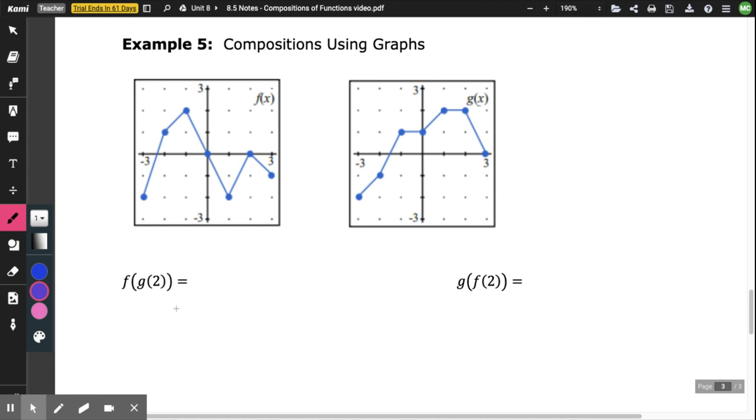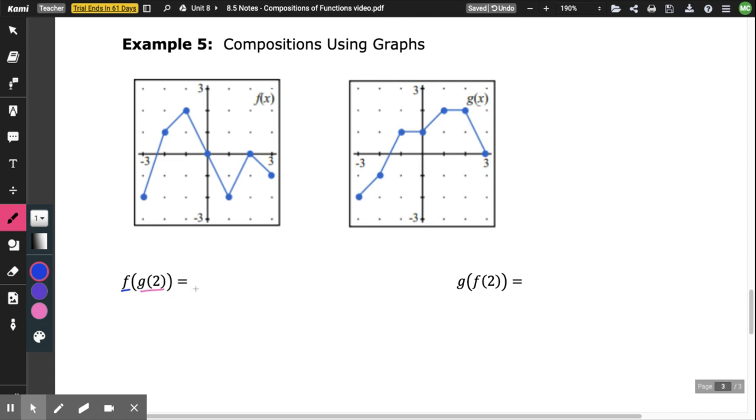The last way that we'll be composing functions would be using graphs. So this time my two functions are defined by this graph on the left is f of x and the one on the right there is g of x. And they're asking me to find first f of g of 2. So let's do some color coding again. So I'll do g in pink and I'll do f in blue.